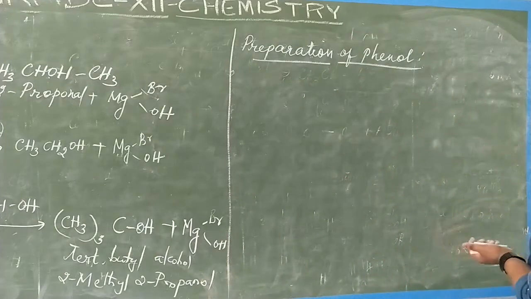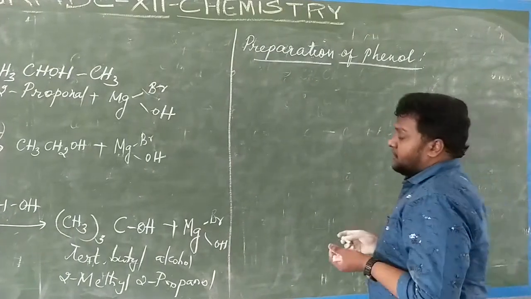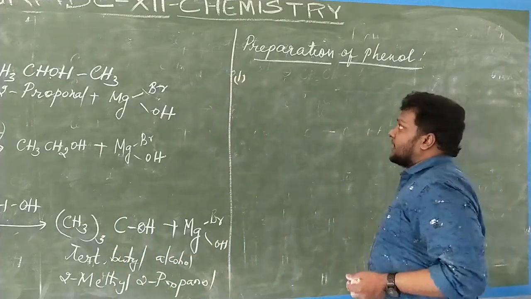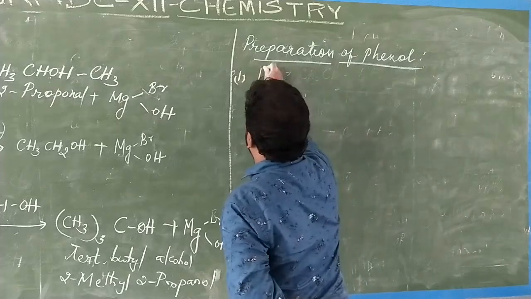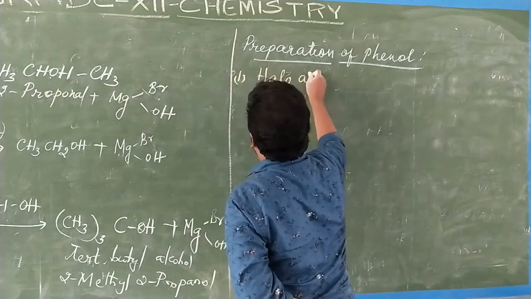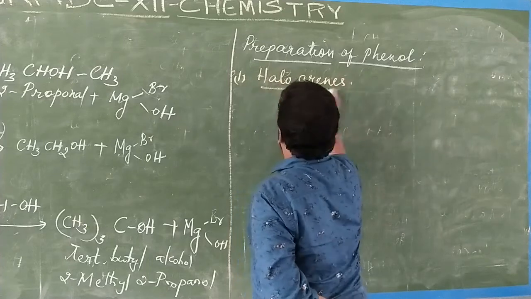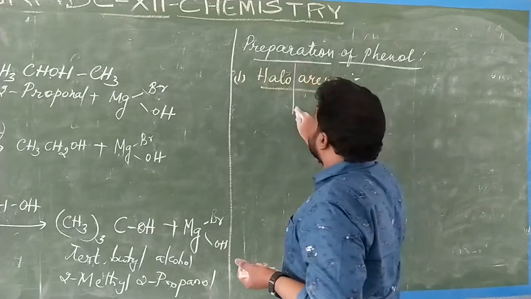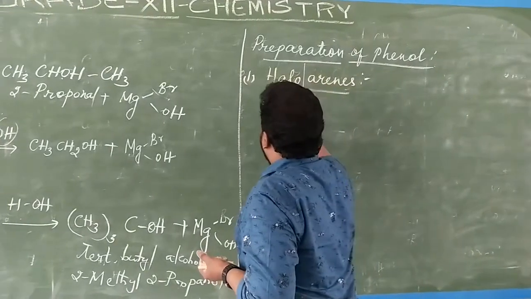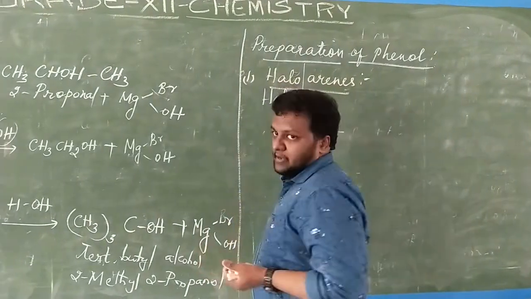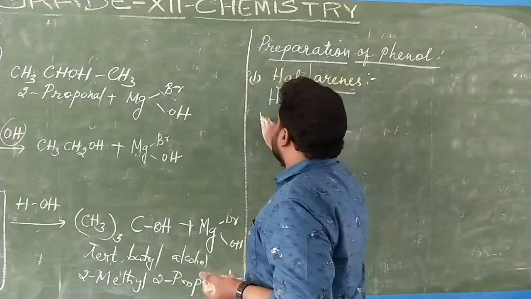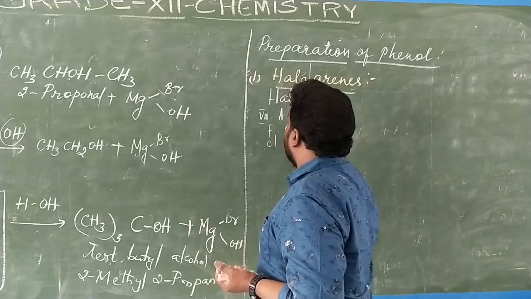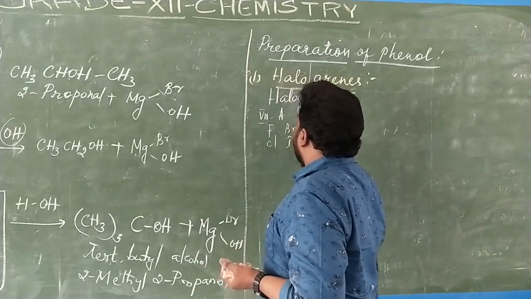Preparation of phenol. There are four reactions in here. The first method is from halogens. What is meant by halo? Halo is nothing but halogens. Halogens are P block elements, placed in the 7A group of the periodic table: fluorine, chlorine, bromine, iodine, astatine.